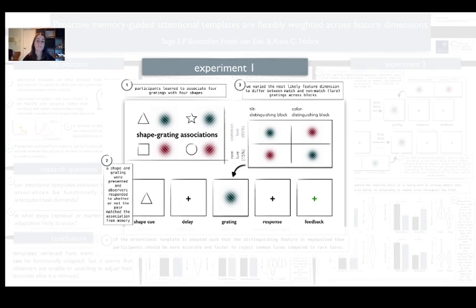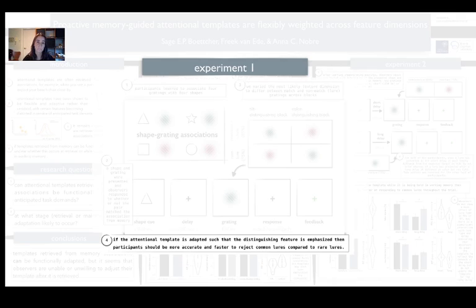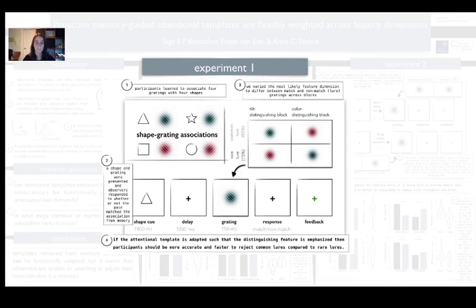This pattern was reversed for the color distinguishing blocks. As such, there were two main lure types, common and rare lures. If the attentional template is adapted to be the most distinguishing from the common lure, then we should find better performance in the common lure trials compared to rare lure trials. That is, if you're expecting a green leftward tilted item as a target, and the most likely lure is a green rightward tilted item, you should overrepresent tilt in your attentional template to optimize behavior.